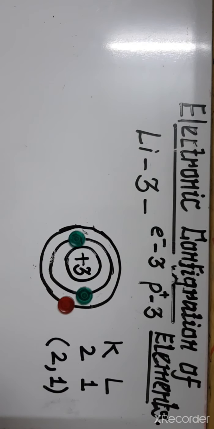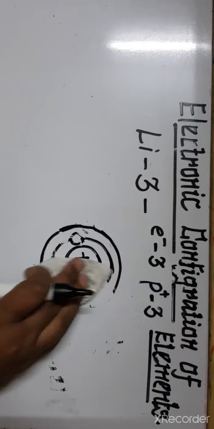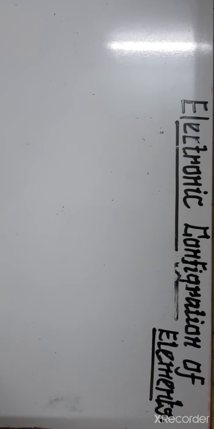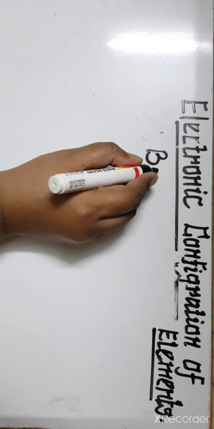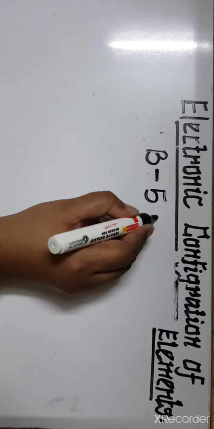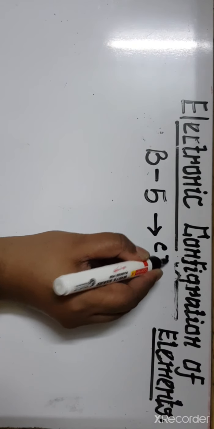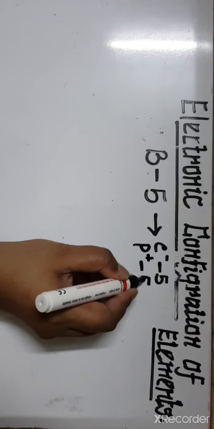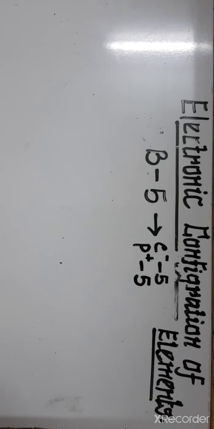Now let's take another example. The next example that we are going to take is boron. For the boron atom, the atomic number of boron is 5. So how many electrons will there be in boron? There will be a total of 5 electrons. And how many protons will there be? Obviously there will be 5 protons, because the number of protons and the number of electrons are always equal.